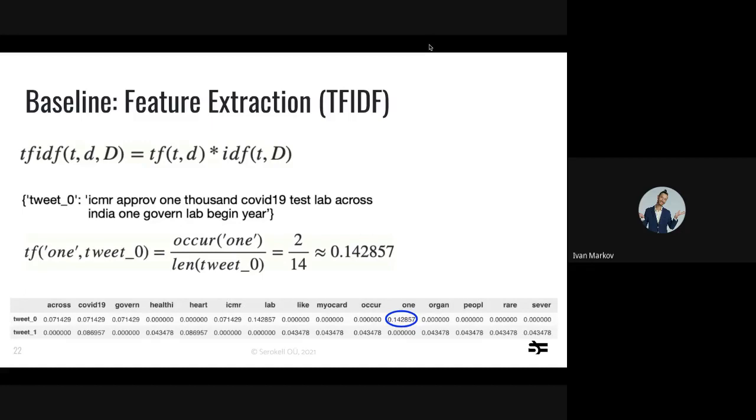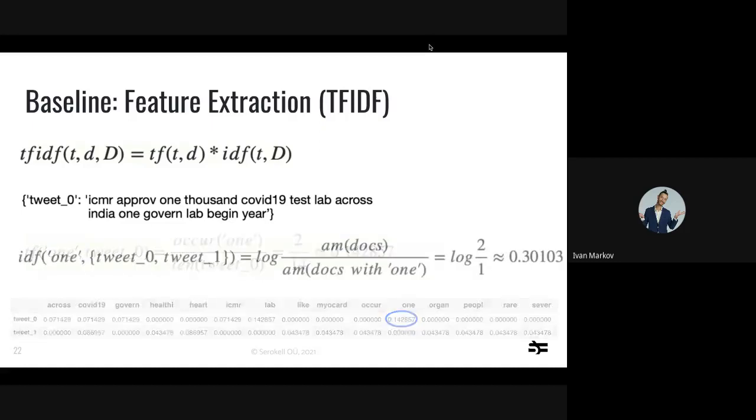Also quite simple. The term frequency is calculated on pairs of terms and particular documents. So, for instance, if we want to calculate the term frequency of word 1 in tweet 0, we calculate the occurrences, which is 2, and divide it by the total length of the tweet, which is 14, and we find that it's 0.14 something. And a simple example confirms that it's true. All right.